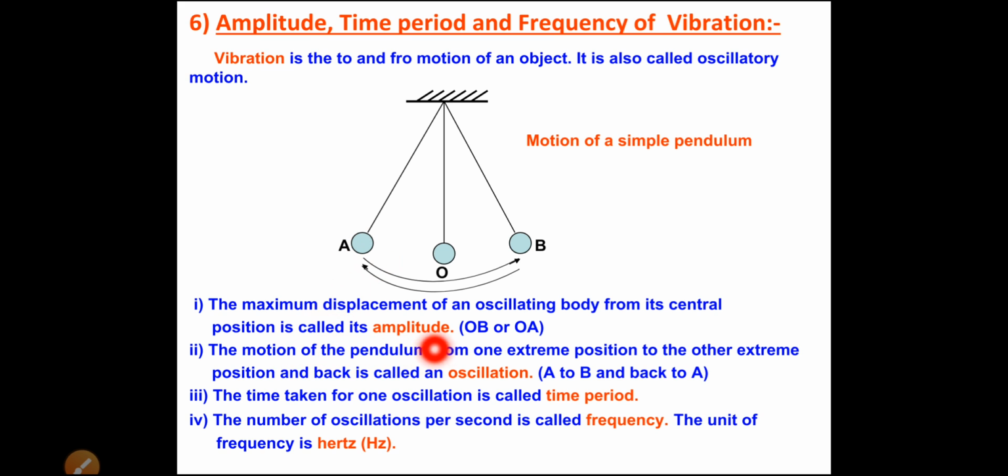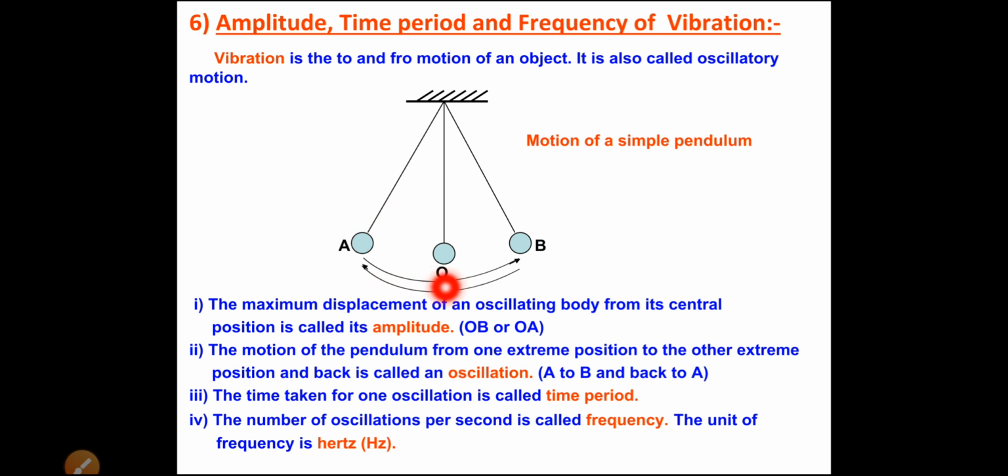Now the motion of the pendulum from one extreme position to another extreme position and back is called oscillation. The next word is oscillation. So what is oscillation? The motion of the pendulum from one extreme position to another extreme position and back is called oscillation. Suppose this is one extreme position A, and this B is another extreme position.